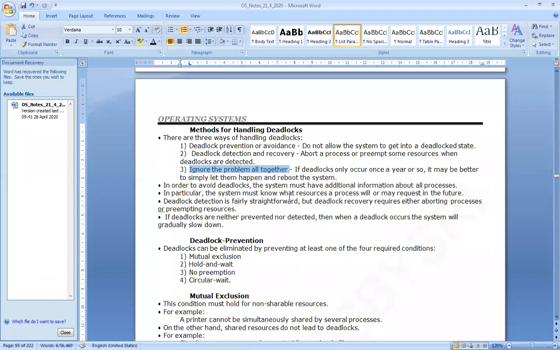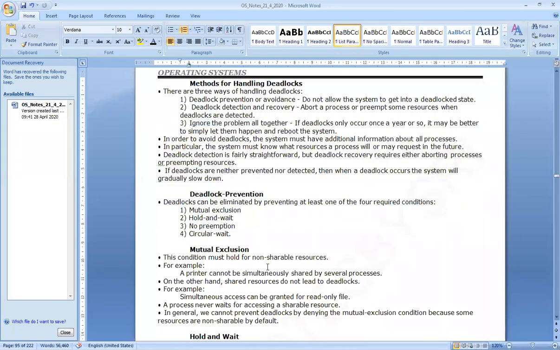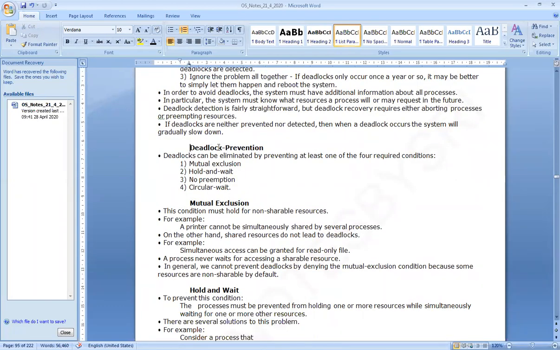Okay, so that is the third method of handling a deadlock. After that we go for the next one, that is called deadlock prevention. What do we mean by deadlock prevention? Deadlocks can be eliminated by preventing at least one of the four required conditions. If I am able to prevent at least one of these conditions, then we can prevent the whole deadlock.